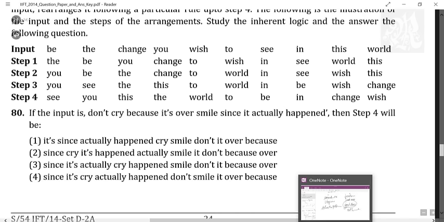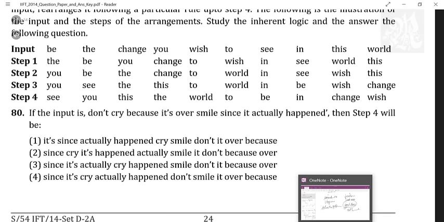It will go to the 7th place. So 1, 2, 3, 4, 5, 6, 7. No, it doesn't go here. Doesn't go. 2 is gone. Yes, 1, 2, 3, 4, 5, 6, 7. So only options left are 1 and 3.